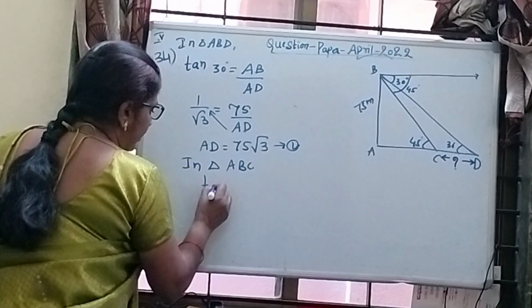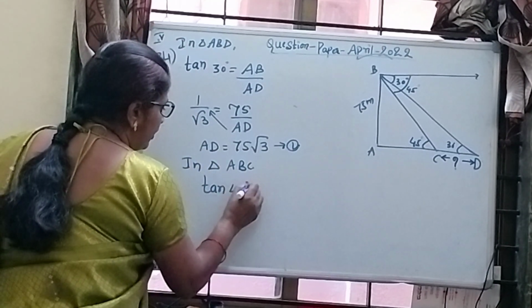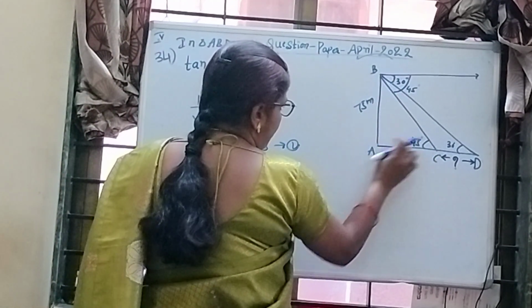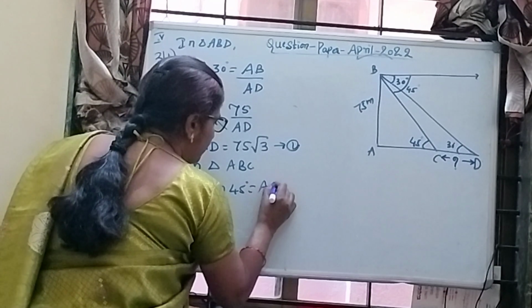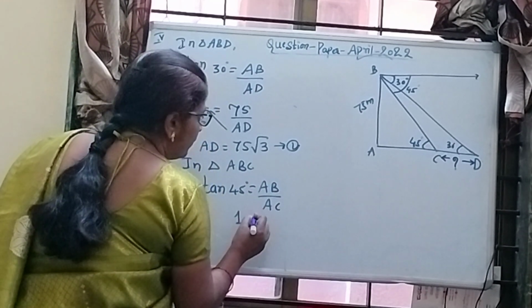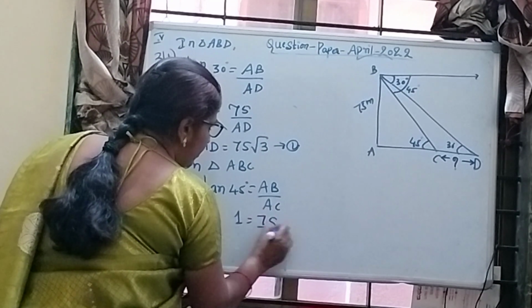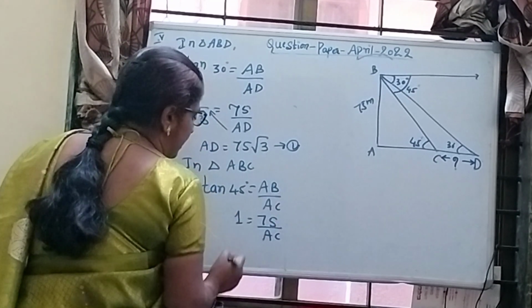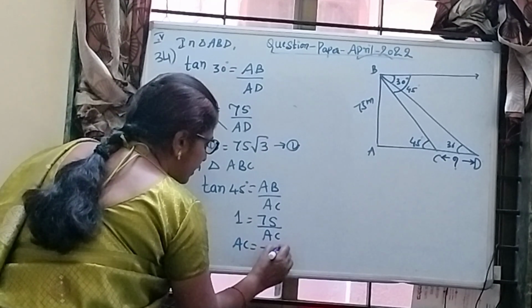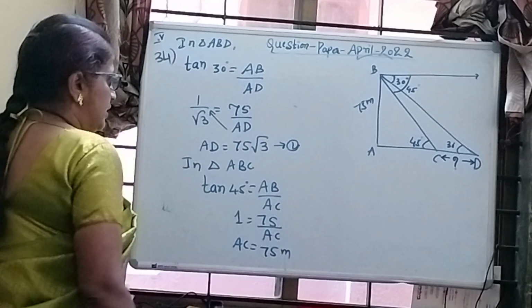tan 45 degrees. In this triangle, tan 45 is equal to AB upon AC. So tan 45 is 1, you all know. AB is 75. We don't know AC. We'll write it as it is. So AC, if you cross multiply, we will get it as 75 meters.